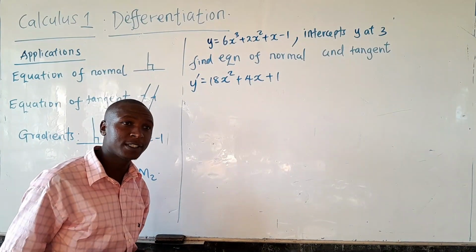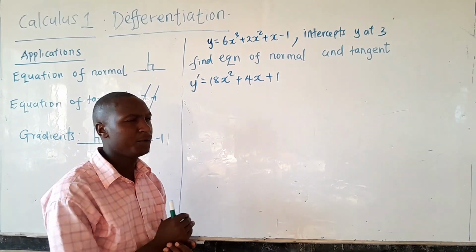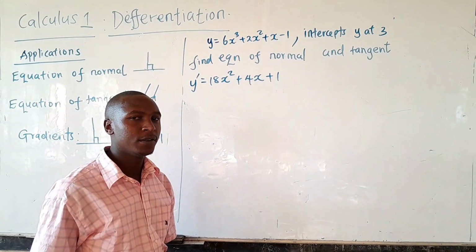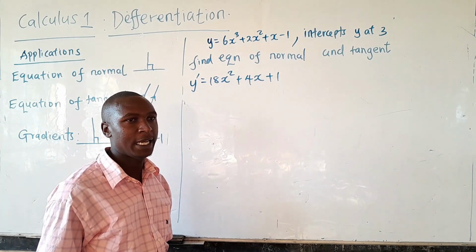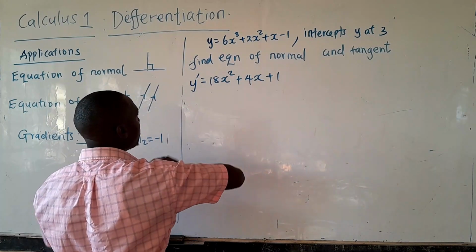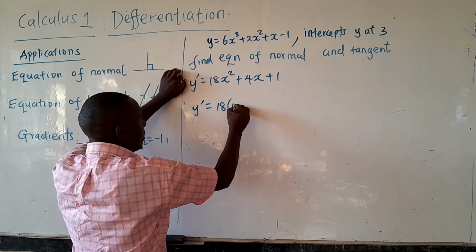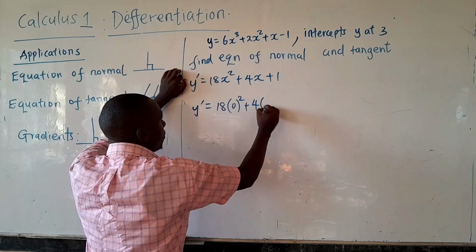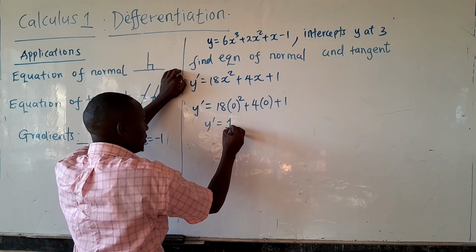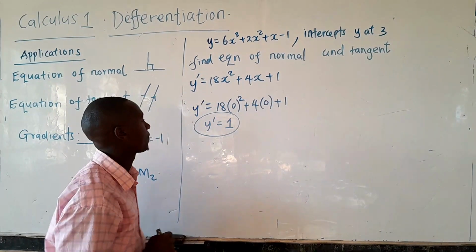Now that we have been told that the curve intercepts y at 3, then we know that at the y-intercept, the value of x is 0. It means we are going to have 0 at this point. Therefore, y prime is going to be equal to 3 multiplied by 0 squared plus 4 times 0 plus 1, and y prime equals 1. That means the gradient of this function at this point is exactly 1.